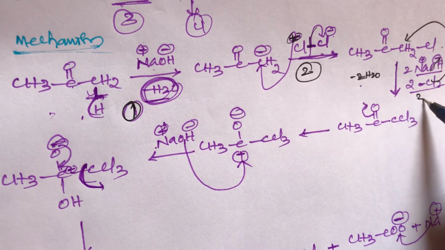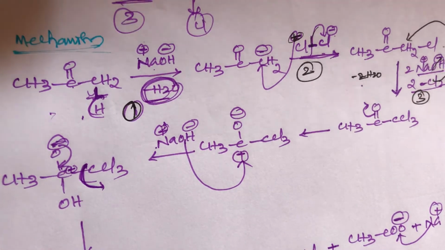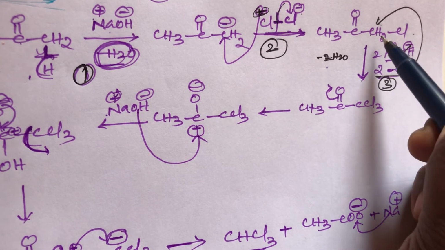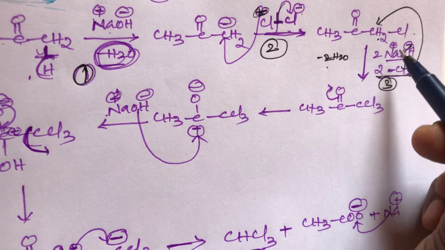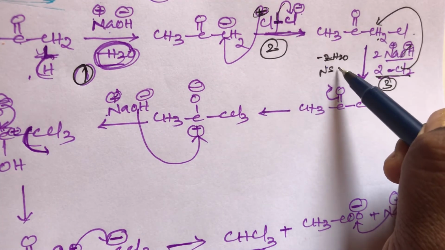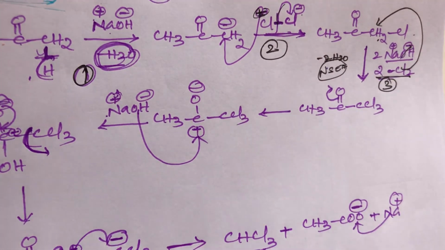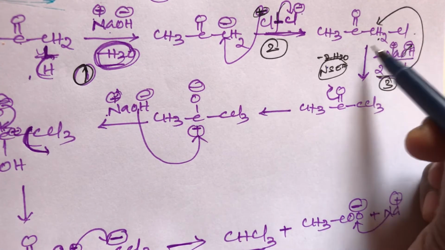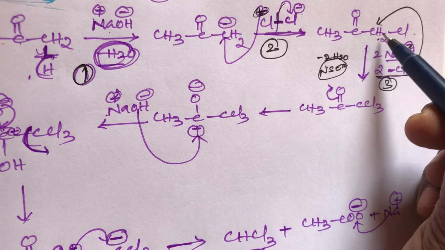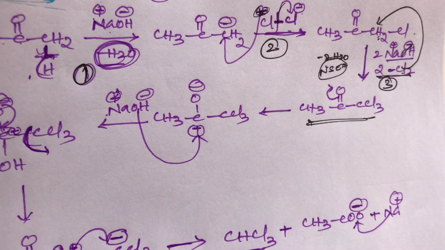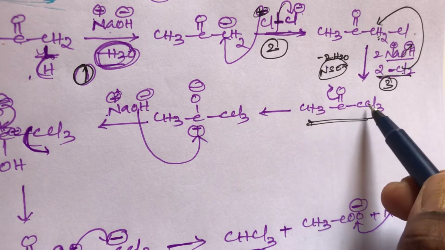Then in the third step, student, take 2 moles of NaOH and 2 moles of chlorine. At the same time, 2 hydrogens are replaced by 2 chlorines, through nucleophilic substitution and elimination-addition reactions. So in this step, nucleophilic substitution and elimination reactions participate, student. 2 hydrogens are replaced by 2 chlorines, and we get CH3COCCl3, that time called trichloroacetone.